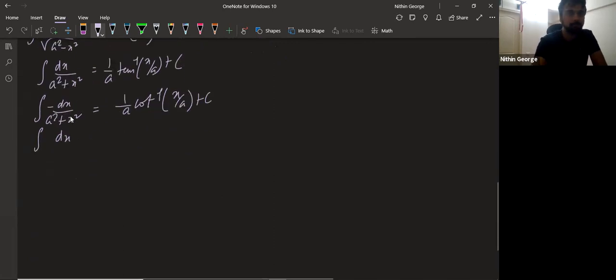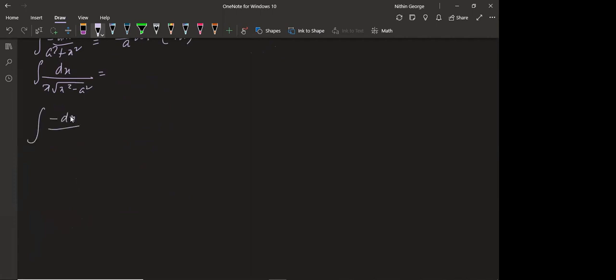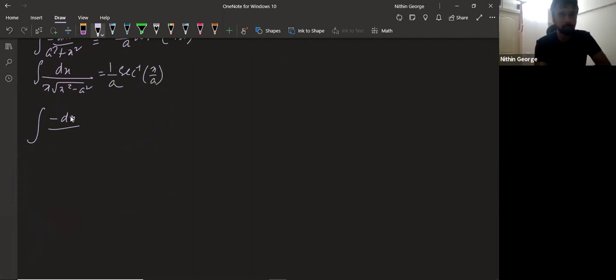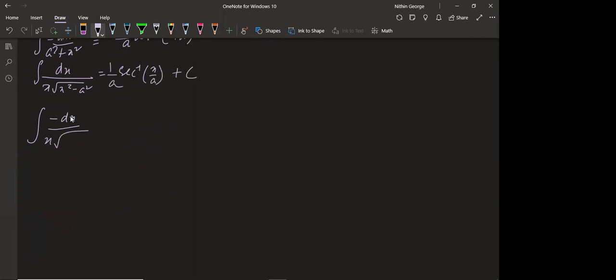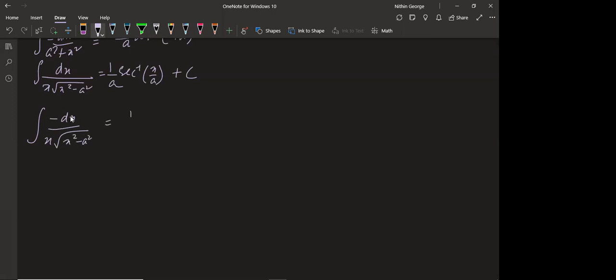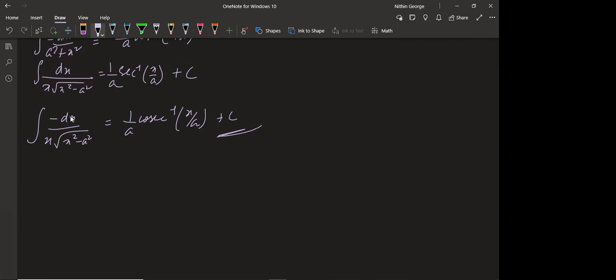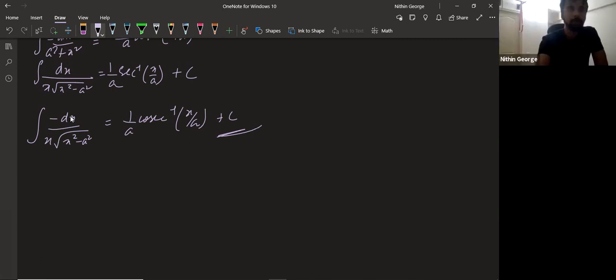Then we have dx by x root x square minus a square. What does this come out to? 1 by a sec inverse x by a. Don't forget the 1 by a outside. Yes. What about this? 1 by a cosec inverse x by a plus c. All right.